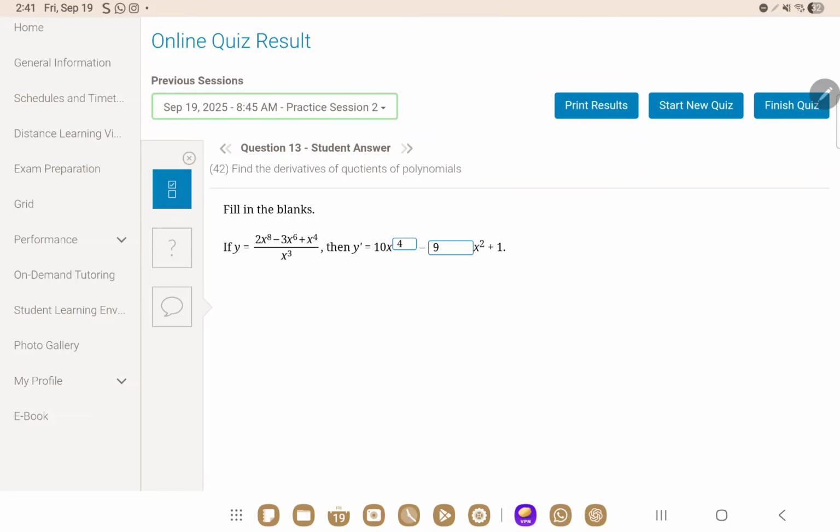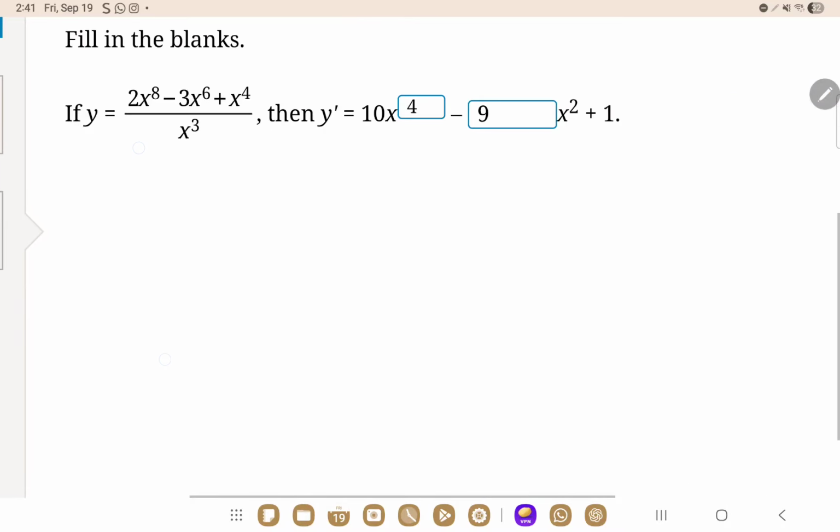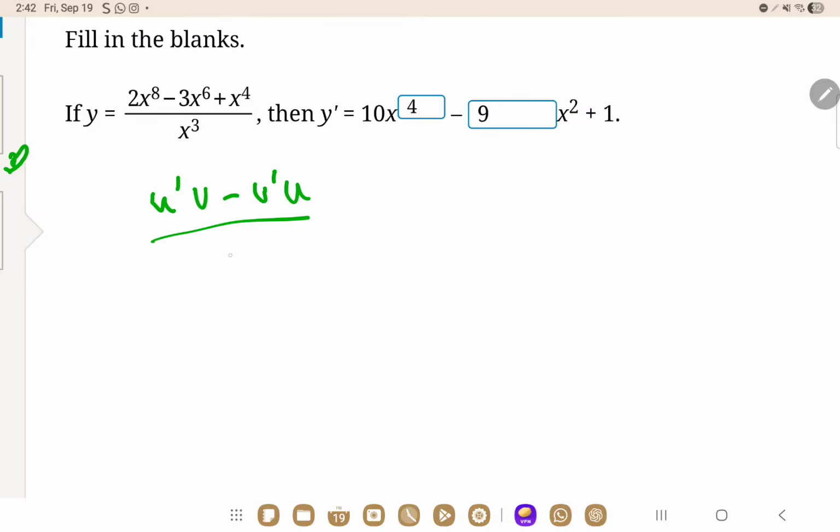Okay. Here we need to apply the quotient rule again. If you can't tell, I really hate this rule. This chapter is easy, it just needs time. If you have time, you could solve any question correctly. Now, the quotient rule, we said it is u prime v minus v prime u over v squared.